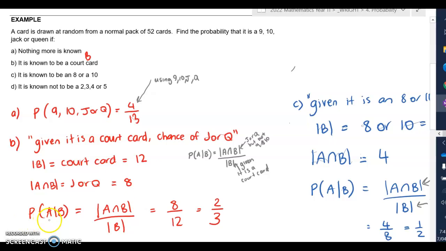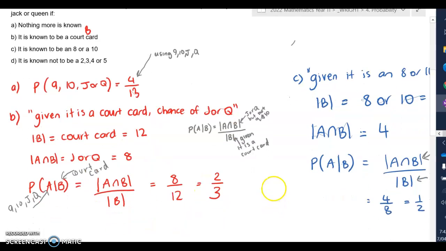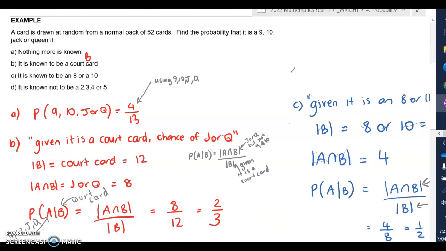So our probability of A, which is the probability of finding a 9, 10, jack or queen, given that it is a court card. So if you need to write court card in there, that might help you. And the A and B, which we've worked out as 8, over our B, which we've worked out as 12, breaks down to 2/3. Let's have a look at C.